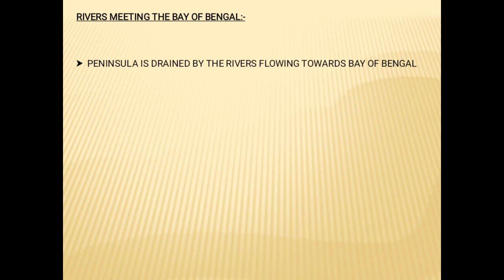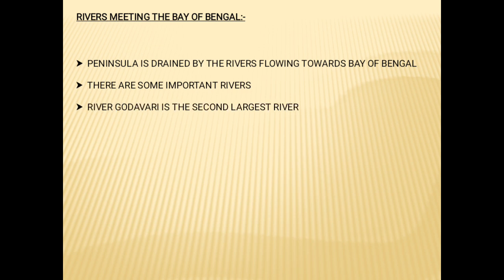Now we study about the rivers meeting the Bay of Bengal. Most of the area of the peninsula is drained by the rivers flowing towards the Bay of Bengal. The important river systems of this group are Mahanadi, Godavari, Krishna, and Kaveri. Mahanadi basin occupies the northeastern part of the peninsula. Godavari, Krishna, and Kaveri originate in the eastern slopes of the Western Ghats. River Godavari is the second largest river system of India in terms of catchment area.